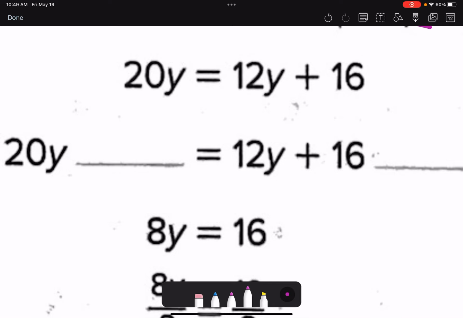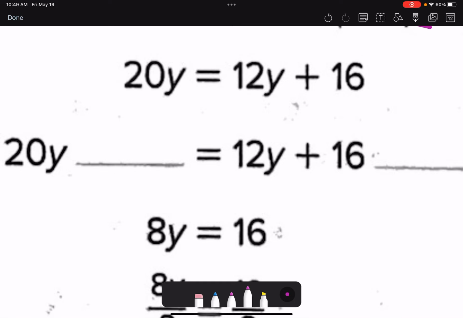Now let's go ahead and think. So that was step 1. I'm simplified on all sides. Now I'm in step 2, move the variables. I have a 20y and a 12y. Which one should I move? Should I move the 20y to the left or the 12y to the right?